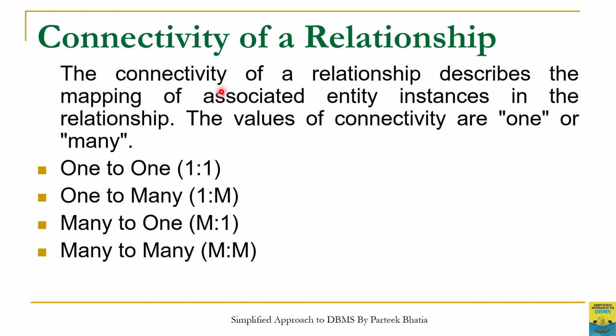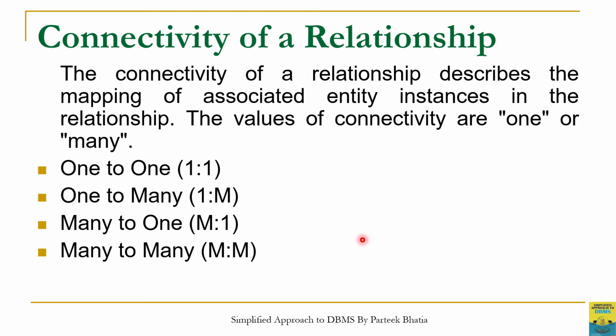We already know that the connectivity of a relationship describes the mapping of associated entity instances in the relationships. And we have its four types, that is one to one, one to many, many to one and many to many. Connectivity indicates that for one entity set we have multiple instances of another entity set. But what is the actual number of these multiple instances? This concept of actual number is captured by cardinality.